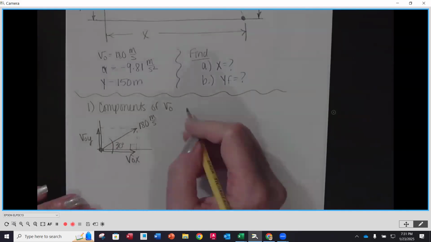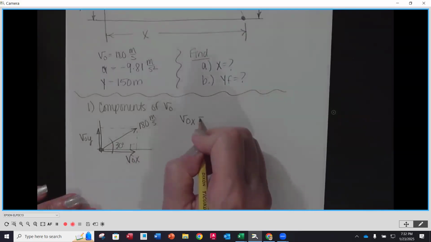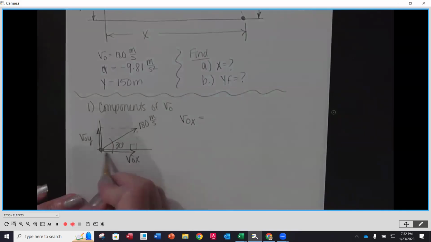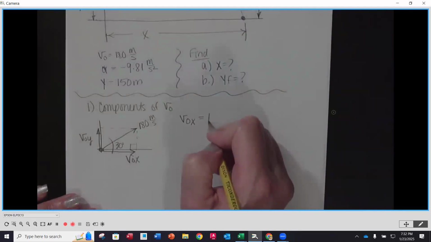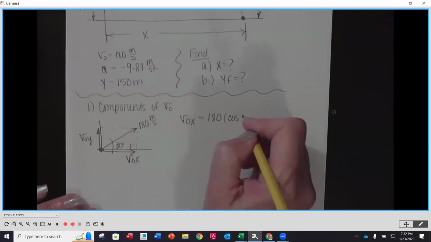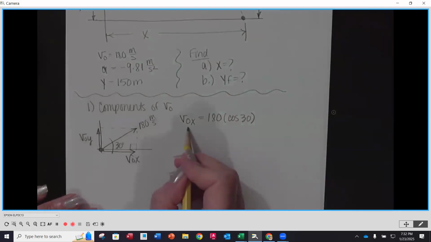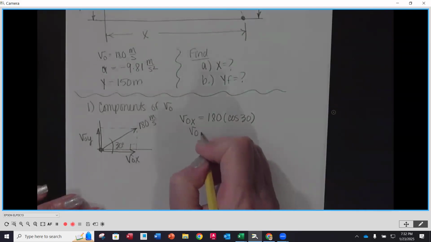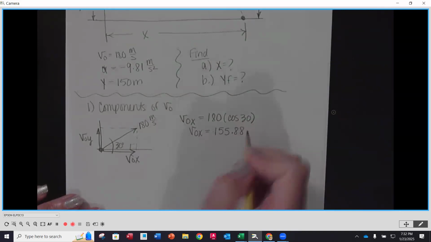So to calculate our actual values for our X and Y components, our VOX horizontally, this is going to be the cosine function, okay? So VOX is going to be equal to 180, which is the hypotenuse, times the cosine of 30 degrees. Cosine because it's the side adjacent divided by the hypotenuse, and then solving for that side adjacent. So this number should come out to be 155.88 meters per second. I'm going to leave the units off.